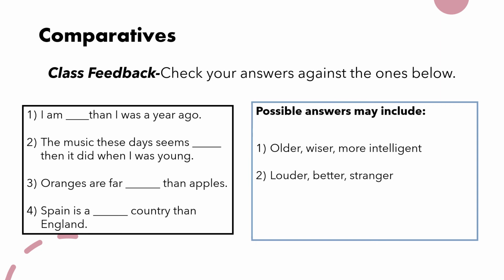Number 3, oranges are far something than apples. Again, the answers are juicier, fresher and smaller. And the last one, Spain is a blank country than England, and for my examples I've got hotter, busier or nicer. So again, check your answers, see if you agree with the ones that I've come up with.